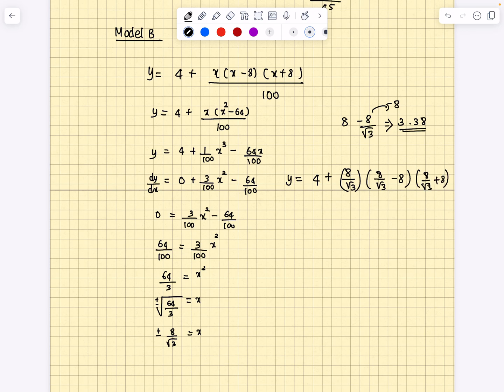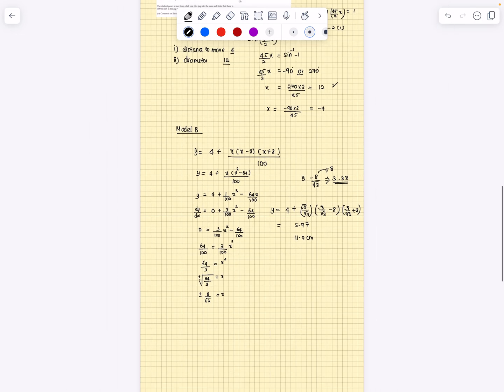So when you apply that back into the equation, you should have got 5.97. But it depends whether you've applied the minus or plus. We should have applied the minus in here. Then you would have got the correct solution. So if you apply the minus 8 over root 3, you should have had 5.97, which means the diameter is 11.9 centimeters.